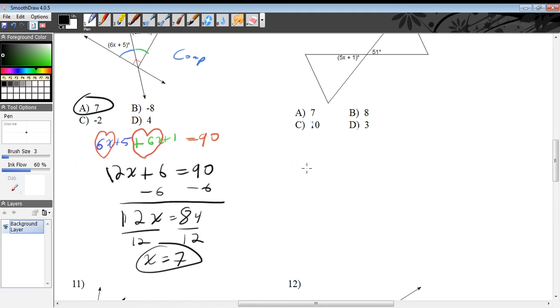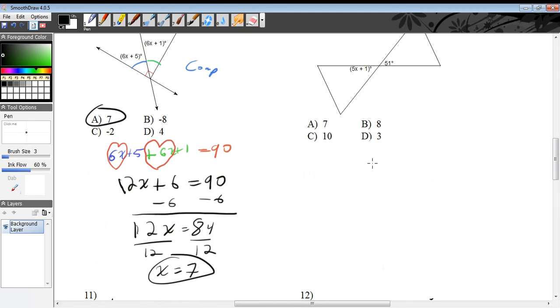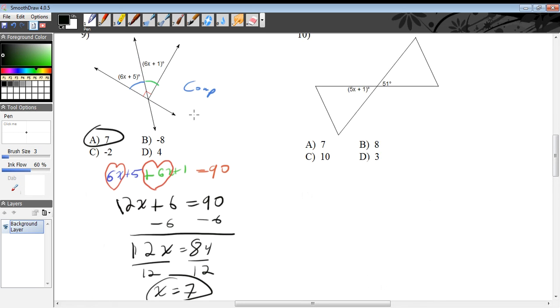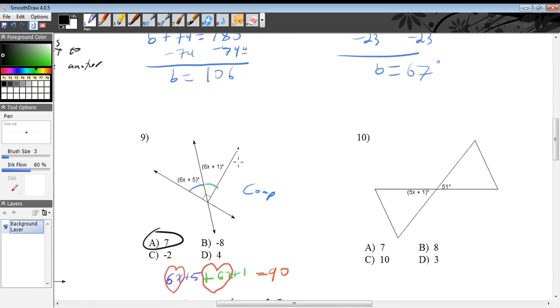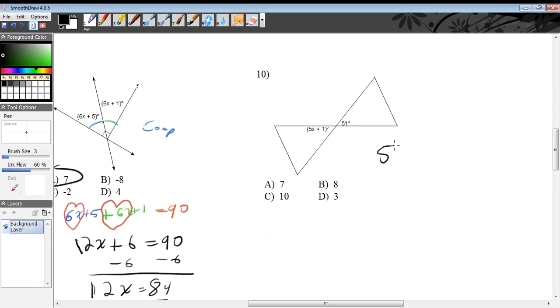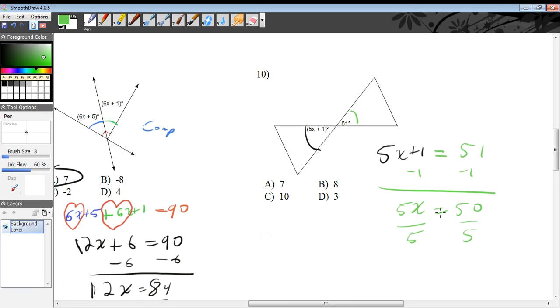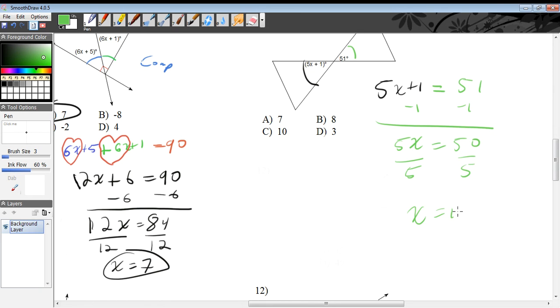Next problem here. That was probably the most difficult problem because it included combining like terms. One thing that's important to note for problem 10 is that vertical angles are always equal to each other. So I know that 5x plus 1, which is this angle here, is going to be equal to 51. So I'll subtract 1 from both sides, which will give me 5x is equal to 50. I'll divide both sides by 5, the inverse operation of this multiplication. And that will give me x is equal to 10.